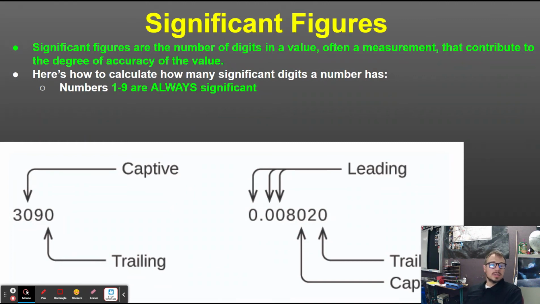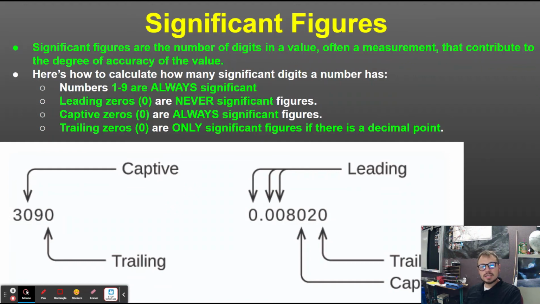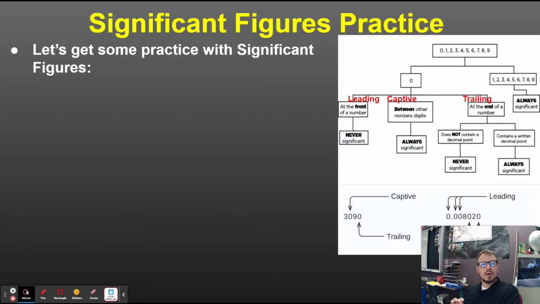1 through 9 are always significant. Now, the zeros are the tricky part. Leading zeros, the zeros in front, are never significant, just like in a decimal. Captive zeros, the ones in between significant figures, are always significant. Trailing zeros are the tricky ones. Trailing zeros are only significant figures if there is a decimal point. So you can see in the example on the right, that trailing zero is going to be significant. We measured that. But on the left, that trailing zero is not. That is a placeholder.